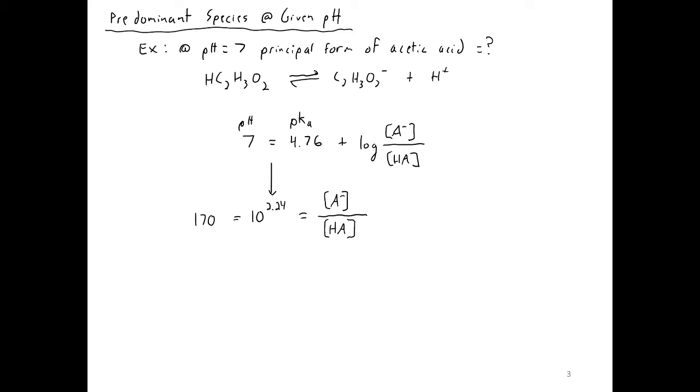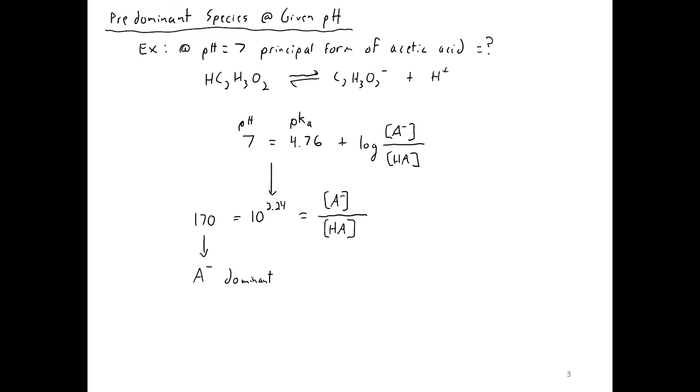So 170, that might not be quite right for that ratio, but what is definitely true is that we have more A minus than HA. It's A minus dominant. Maybe it's not actually exactly 170 times greater than the HA, that part might be unreliable, but the part where we have way more A minus than HA, that is not in question. The conjugate base, the acetate ion, is dominant in this solution when we're at a pH of 7.